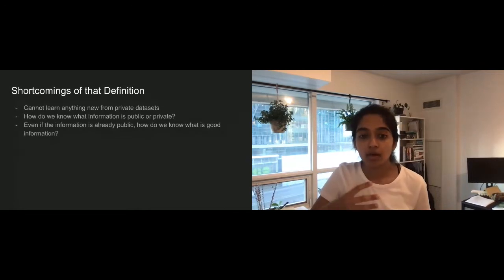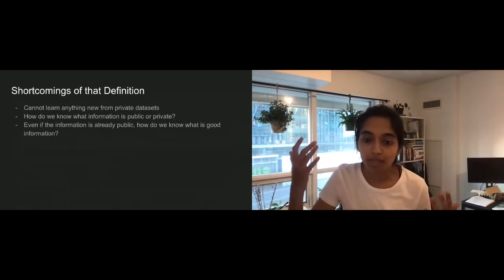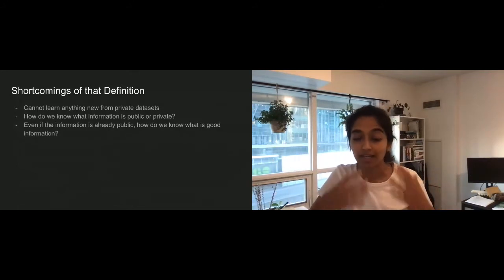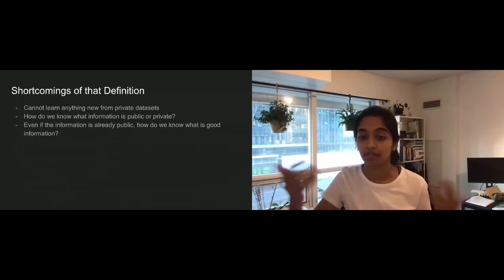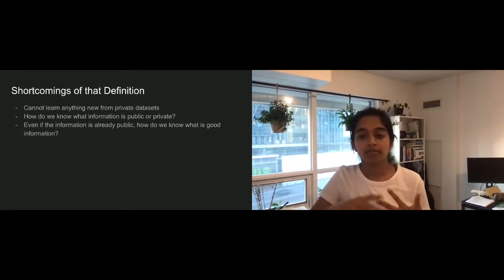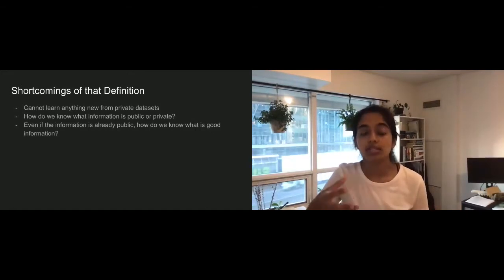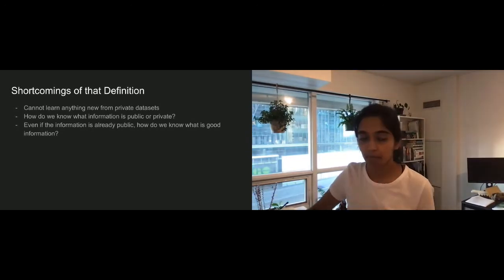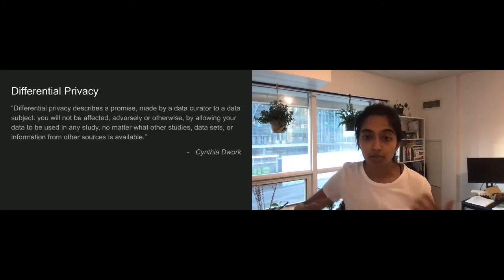And how do we know, because there's so much information available out there, whether the data I can access in the database is actually publicly available or not? That is also a loophole. And even if the information is already publicly available, who's to decide that the information out there is good or is keeping people safe? Because all of these definitions weren't strong enough, that's when differential privacy came into being.